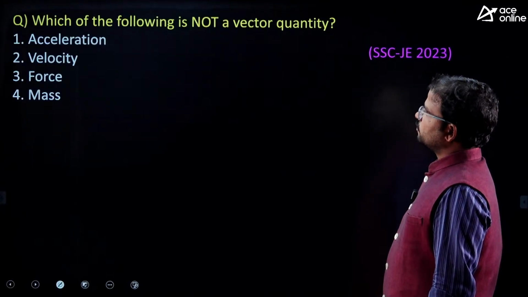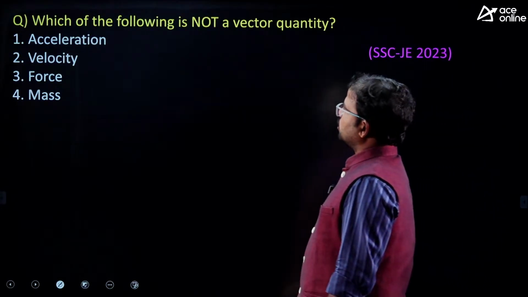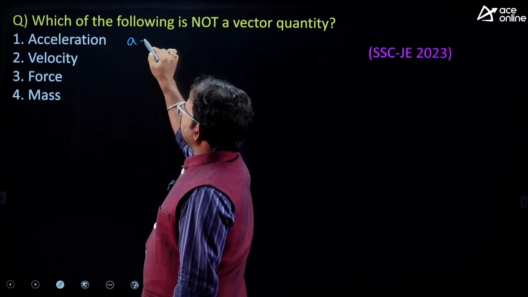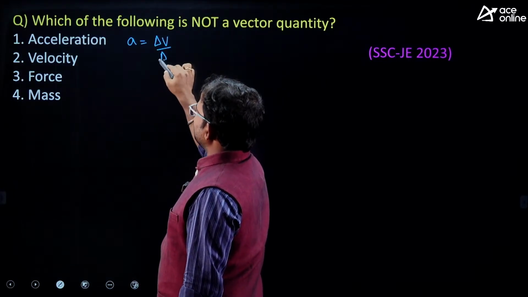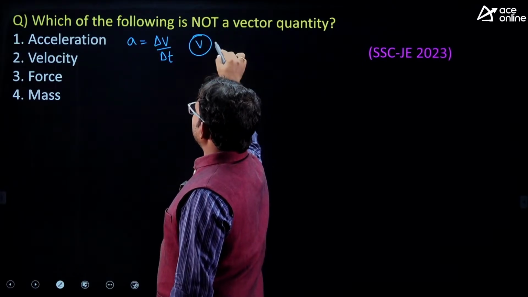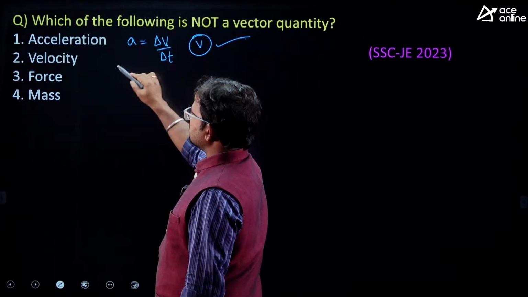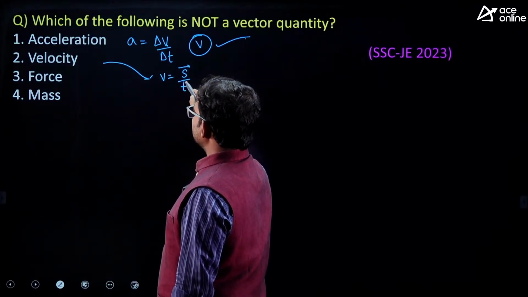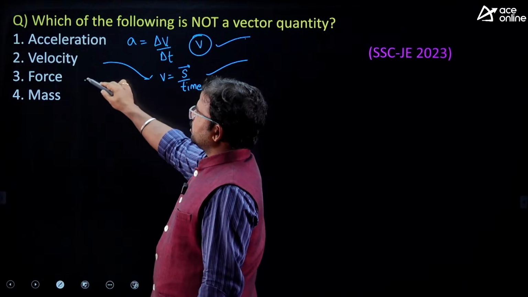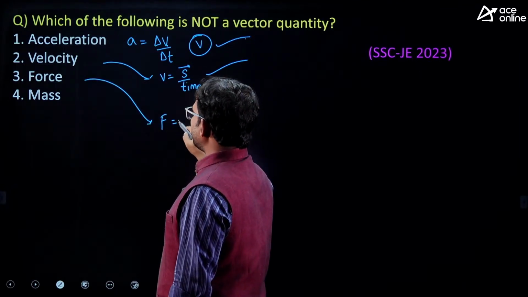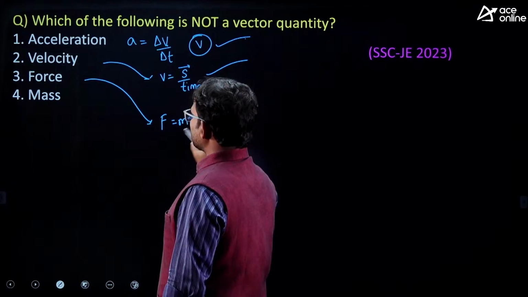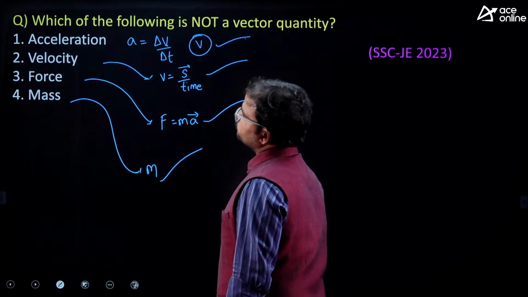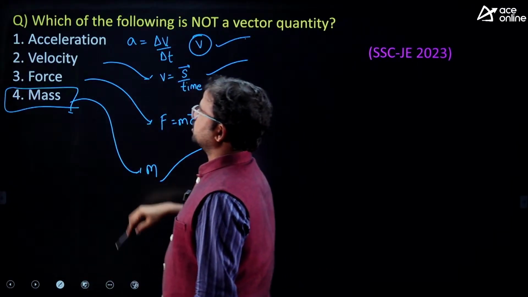Here is the next one. Which of the following is not a vector quantity? Here they mention acceleration. Acceleration a is equal to change in velocity by change in time. This is a vector quantity, because velocity is equal to displacement by time, so velocity is also a vector quantity. Next, force: F is equal to mass into acceleration, so this is also a vector quantity. Next, mass. Mass is a scalar quantity. That's why, guys, option 4 is the correct one only.